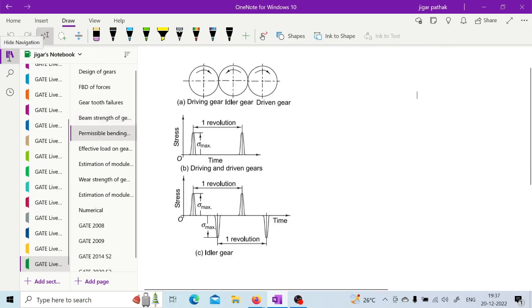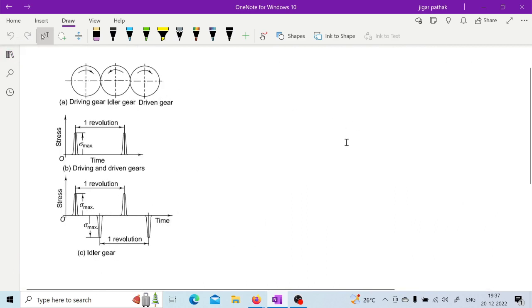for this permissible bending stress. Actually, in order to have an idea about the permissible bending stress, this kind of setup is made, right. This driving gear and driven gear are separated by this idler gear. So this is the stress cycle acting on these different gears. So what happens is, as we are having this driving gear and driven gear rotating in the same direction, then for both driving and driven gears, the stress cycle will be like this, right. At a particular point of time, the stress is going to act, right, for a limited period of time.